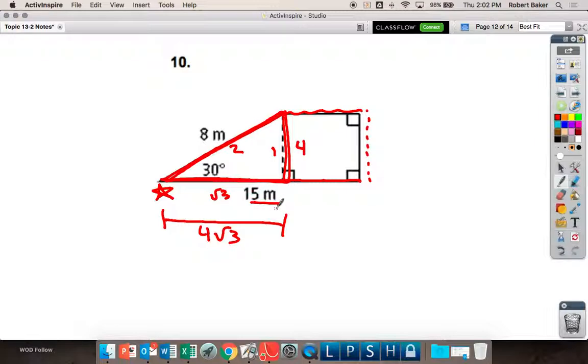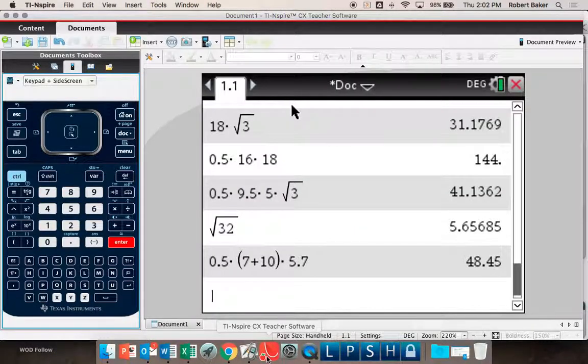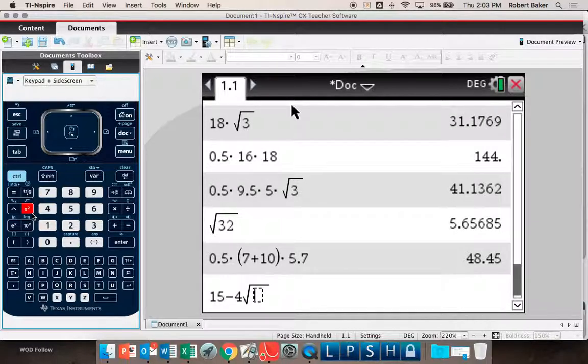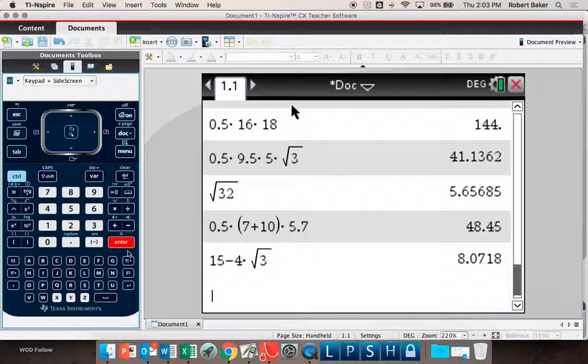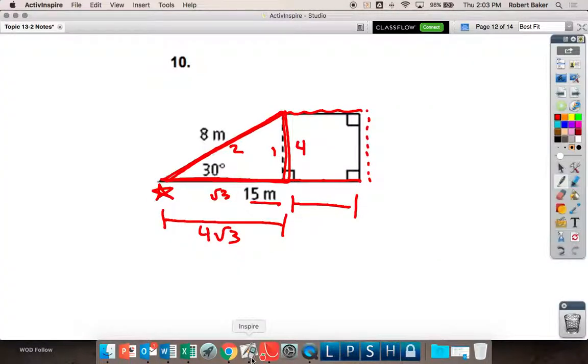If I take 15 and I subtract 4 square roots of 3, it'll give me this distance right here that I need, which is also the same distance as the top. So 15 minus 4 square roots of 3 is 8. We'll call it 8. It's a nice pretty number. This length is 8. So how tall is it up here? 8.